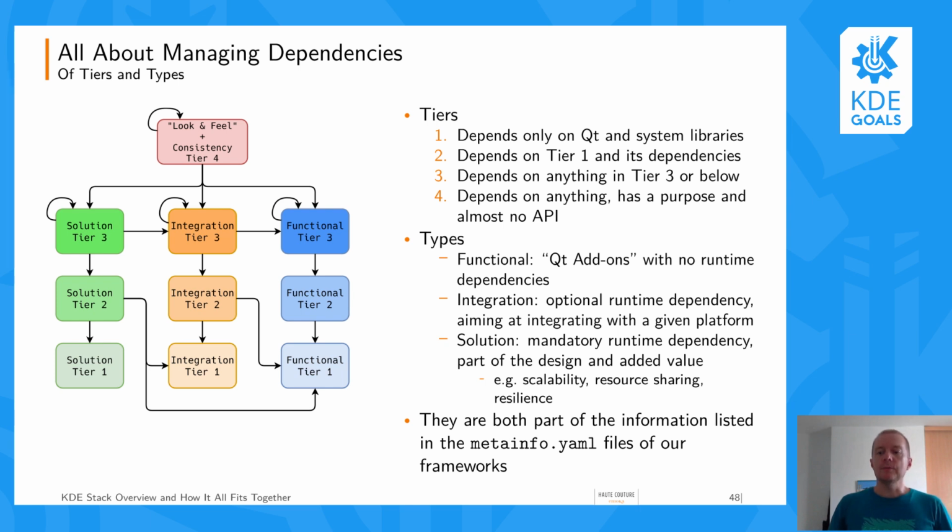Be it tiers or types, they are both part of the information listed in the meta info YAML files of the framework, okay? At the root of every framework repository, there's that file. Inside of that file, you find tiers: or types:, and then it will say one, for instance, and functional, okay? You will find that everywhere. If that's missing, that's a bug. You can report the bug.